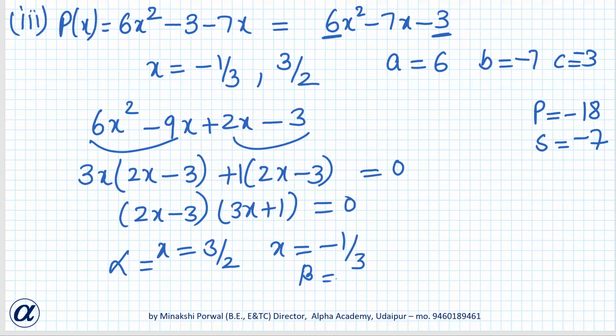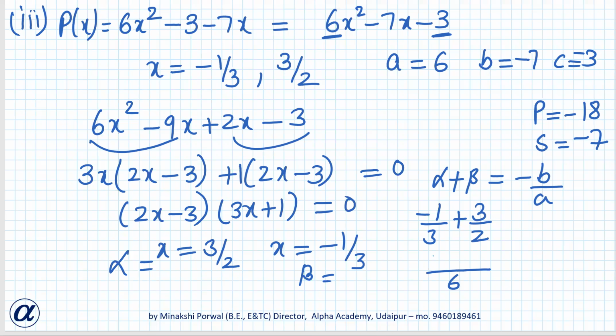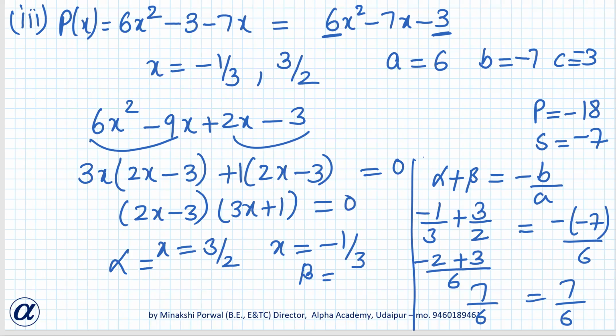Okay. And verifying the relationship, alpha plus beta equals to minus b by a. So what is the value of alpha plus beta? Yes, Nirviksha? 7 by 6. Ma'am, 7 by 6 and minus 1 by 2. Okay, 7 by 6 and minus 1 by 2. Okay, minus 2 plus 3. So 7 by 6. And here it is minus of minus 7 by 6. Okay. So this way, this verification also you have to do.